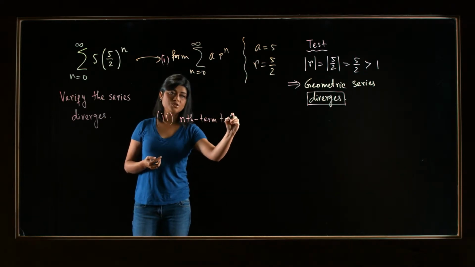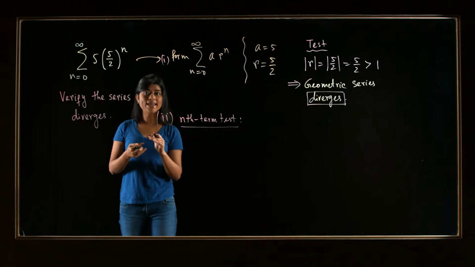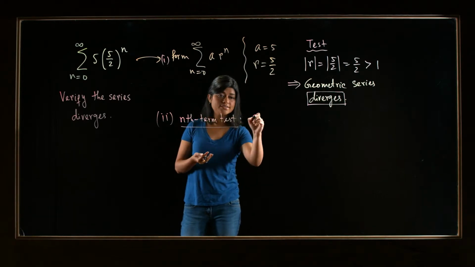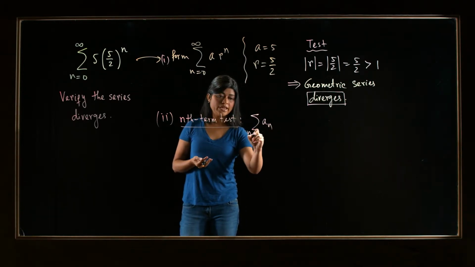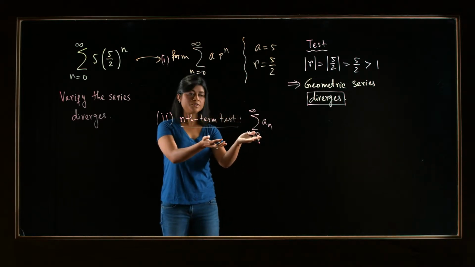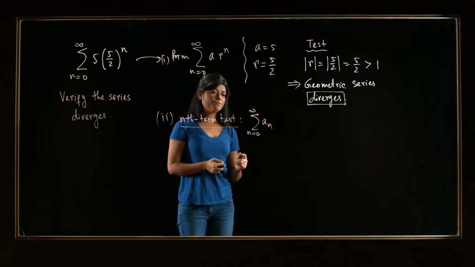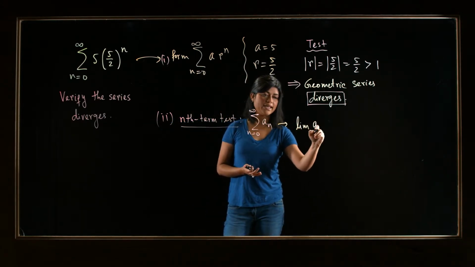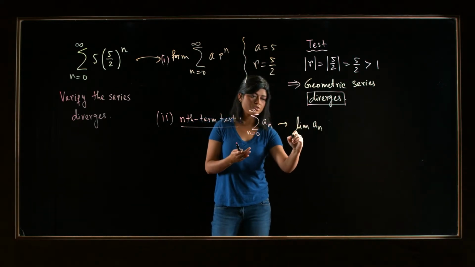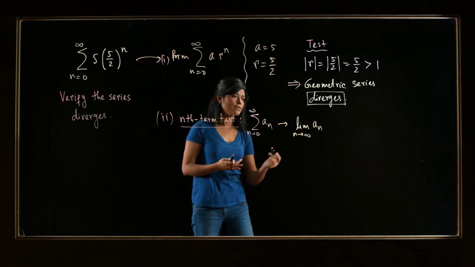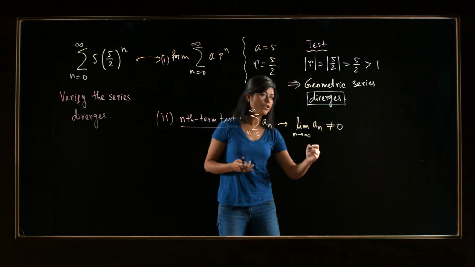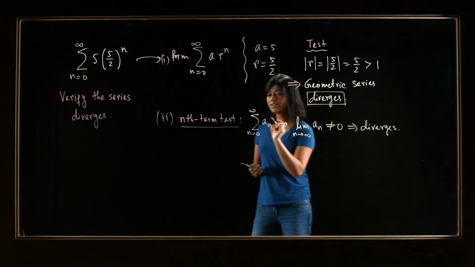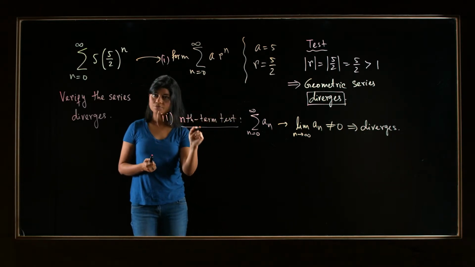Now, the nth term test, if you recall, can be applied to any series. It doesn't have to have a particular form. And what does the test say? If you have a series, the sum of a_n, n equals 0 or 1 or whatever to infinity, an infinite series, then the test says you take the limit of this a_n as n approaches infinity. And if this limit is not 0, then we know that the series diverges. Remember, the nth term test is only a test for divergence, not for convergence.